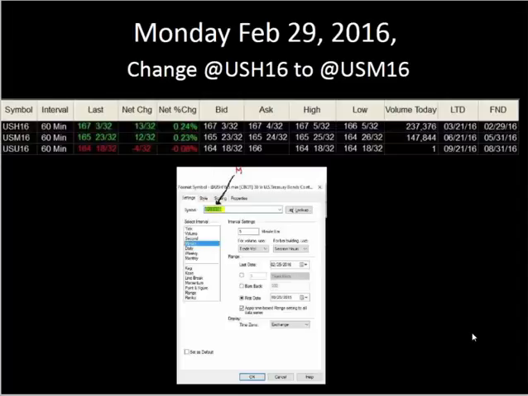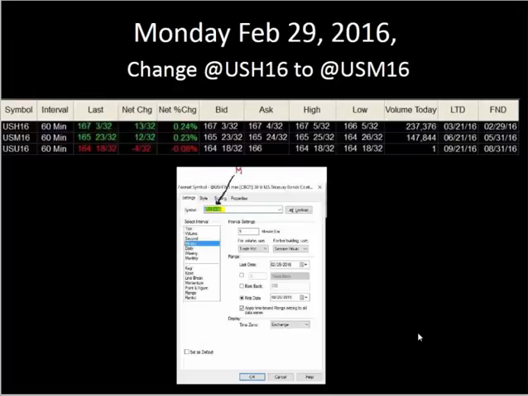Okay, here's a little bookkeeping type note. We're all going to have to do this the second Thursday of the month of March, but anybody who's trading bonds has to do this Monday, February 29th. What they have to do is go to their chart and change the @USH16 to @USM16 and then save the workspaces. The way you know when to change is I put up a table here that shows you the quotes for the March bonds, the June bonds, and the Sep bonds.